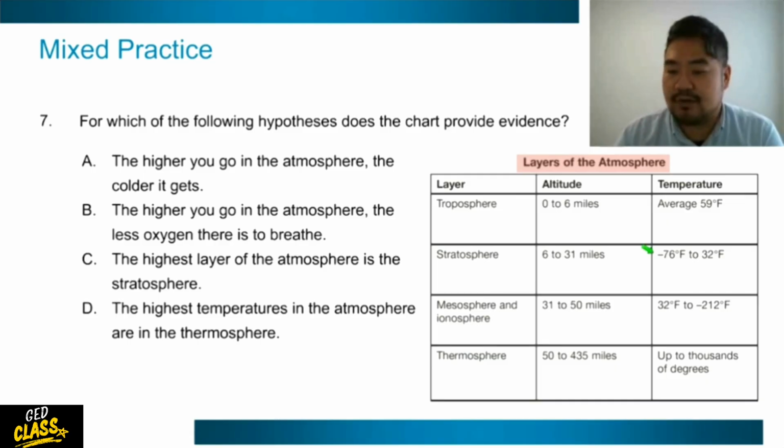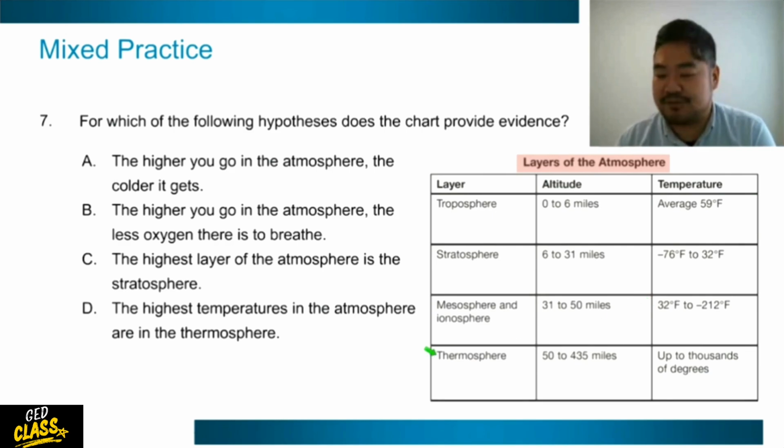So far, so good. Then we see the mesosphere and ionosphere going higher up in the altitude. And again, notice that temperature, again, is going down. It's getting colder. 32 degrees Fahrenheit to -212 degrees Fahrenheit. So far, so good. But wait a minute. Take a look at that last layer. The thermosphere. Thermosphere is the highest level. And notice what happens in the temperature in the thermosphere. All of a sudden, it goes dramatically upward, up to thousands of degrees.